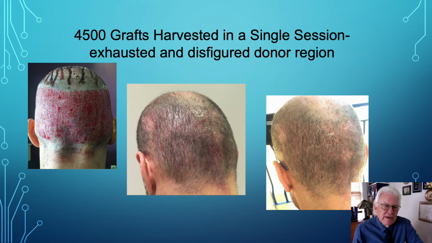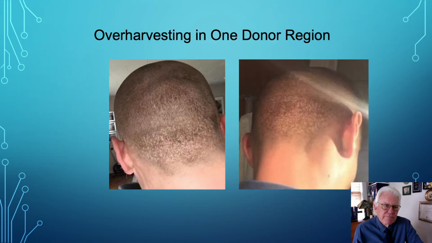And this is 4,500 grafts in a single session with a severely damaged and exhausted donor supply and leaving the patient with a disfigured appearance. This is over-harvesting in one region. A larger punch was used. Adjacent follicles were taken. A number of errors here. And so the patient is left with a very odd appearance of over-harvesting. These situations can be sometimes successfully resolved through the application of scalp micropigmentation.